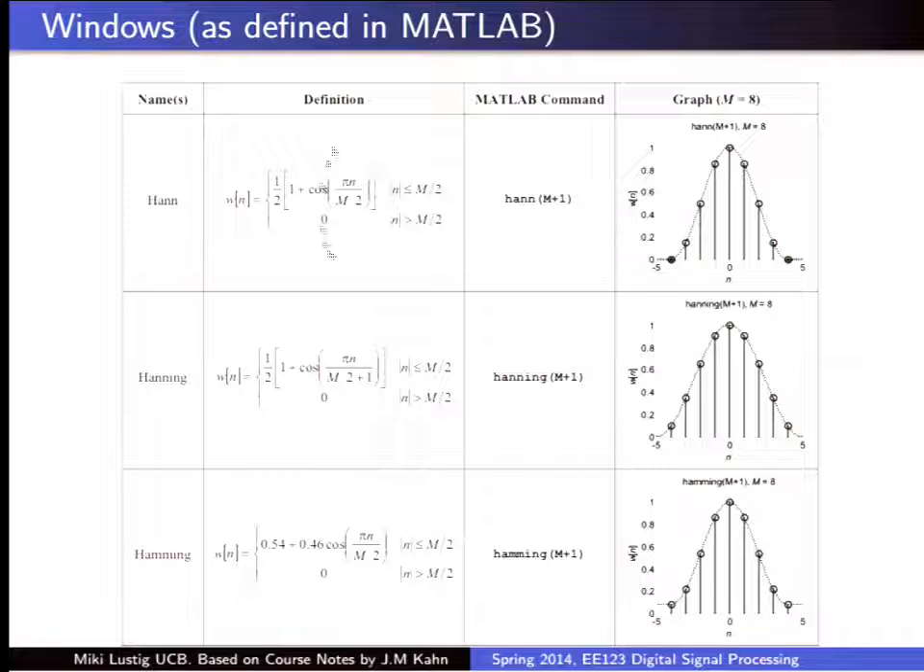Hann window is defined as a raised cosine. So you take a cosine and you raise it. Okay, and so it's very smooth. It's infinitely differentiable, so it has good properties in terms of spectrum. If something is really smooth, the spectrum is going to be kind of smooth as well.